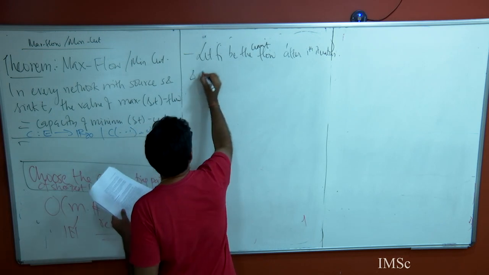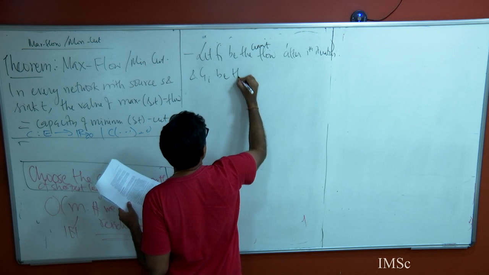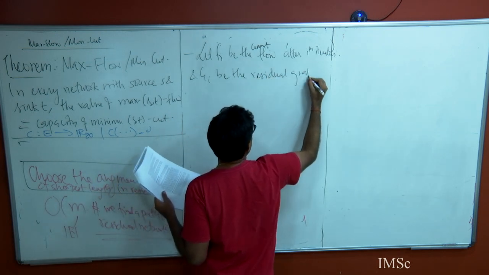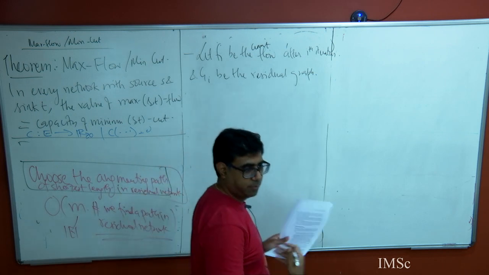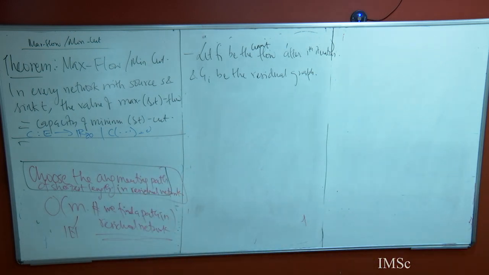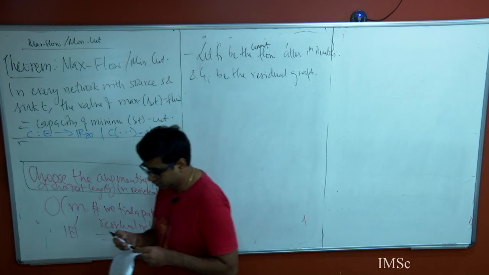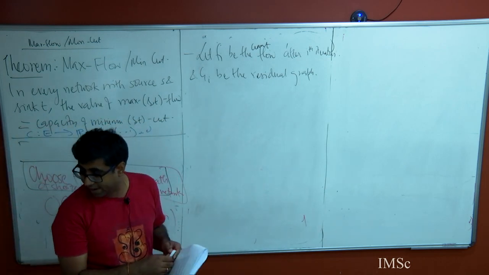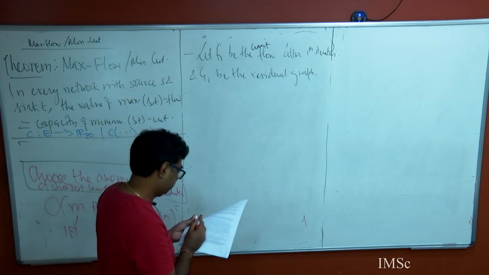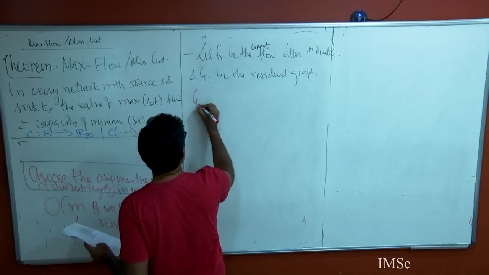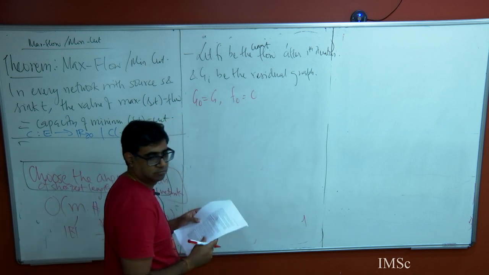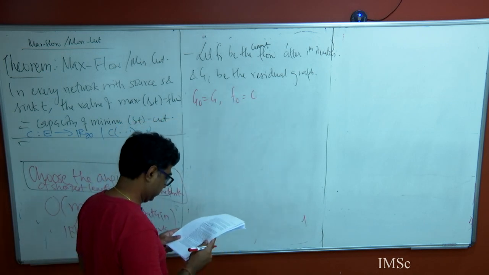And Gi be the residual graph computed with respect to Fi. Now for every vertex, I'm going to define a notion of level. So what is G0? It's G, and F0 is 0, like all flow values are 0.